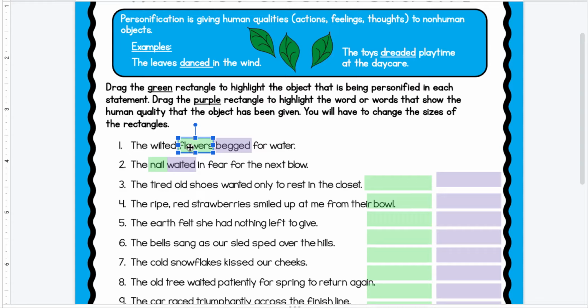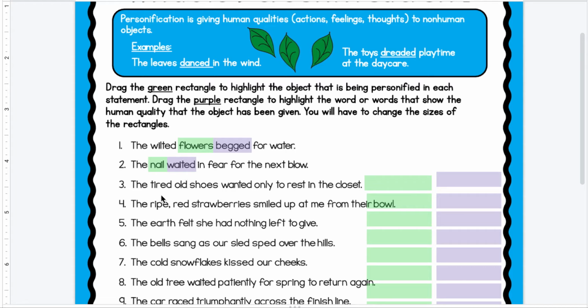The nail waited in fear for the next blow. So the nail is the object that I've highlighted. Waited is the action, feeling, or thought given to this object. Nails can't wait, right? Waiting in fear, you could even say that. However, that just describes how it was waiting, but nails can't wait. They can't think ahead, so they don't actually wait. They're just an object. Waited is my personification.